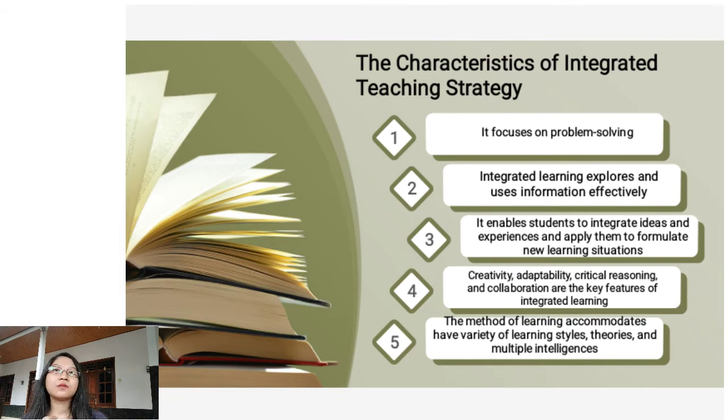And the last, the method of learning accommodates a variety of learning styles, theories, and multiple intelligences. So of course, because the strategy involves at least 2 or more English skills to be integrated, there will be a variety of learning activities that will be conducted in the classroom.